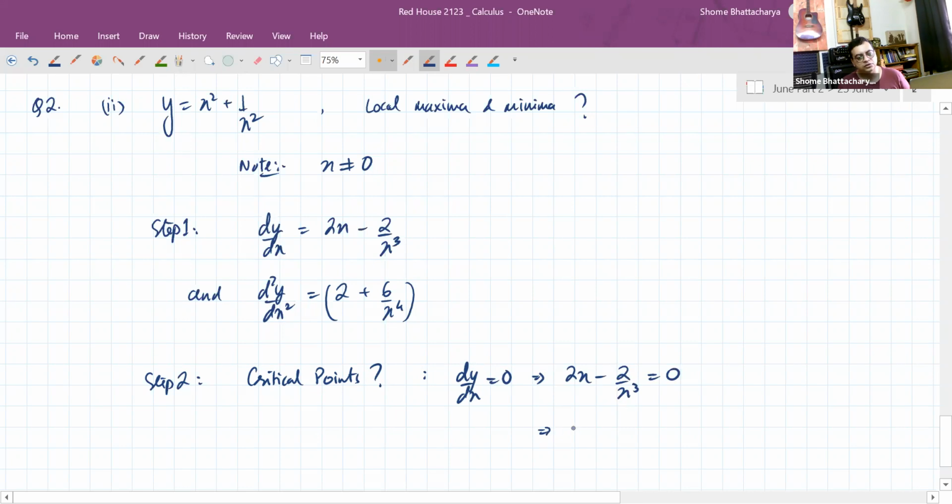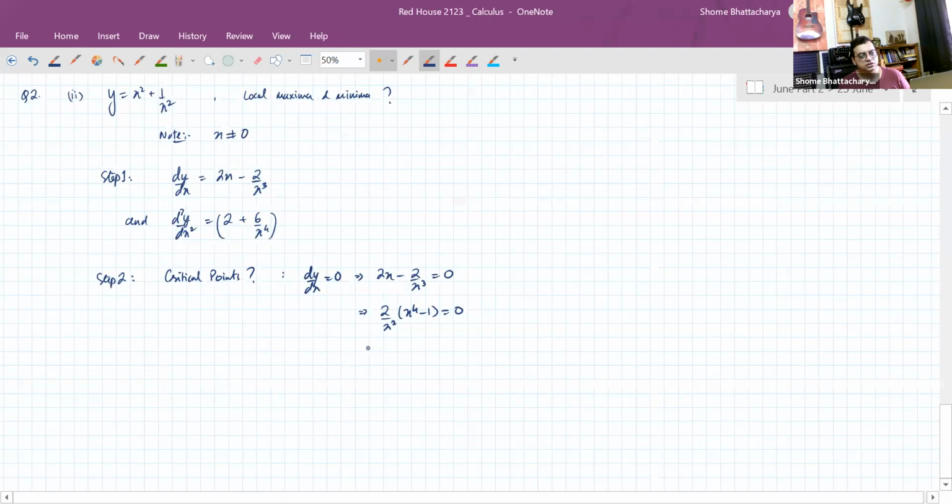So here, what we can do is, this term we need not worry about because we have already taken x not equal to 0. So the 1 by x cube term is never going to reach a value of 0 other than x tending to infinity. But this term x to the power 4 minus 1, we can first write as x square minus 1 into x square plus 1, and further expand it as x minus 1 into x plus 1 into x square plus 1 is equal to 0.